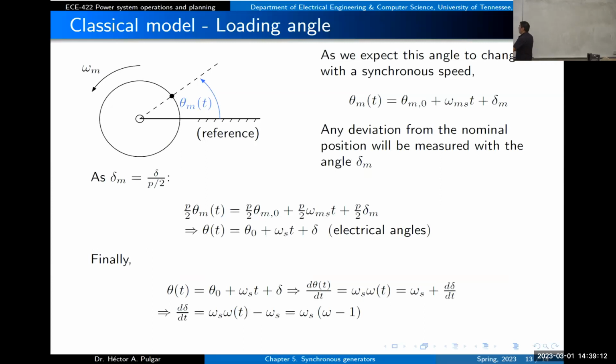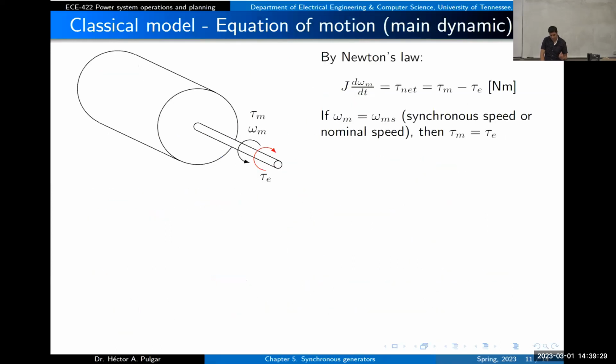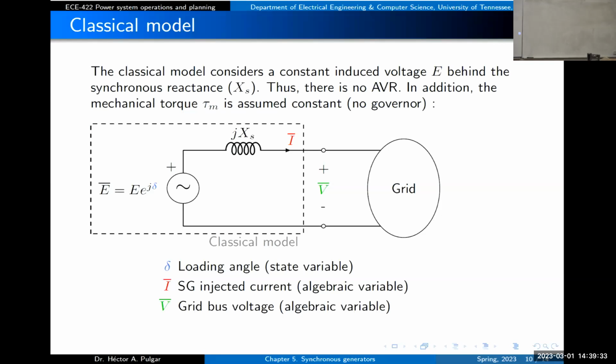And finally, the last part of our model: we want to understand the relationship of this delta with the rest. This is related with motion, but to understand that, we need to recognize that this delta will be related to this electrical circuit. If you remember 421 when you studied power flow, this delta will have to do mainly with the active power flow in this circuit. If the active power flow increases, you generate more active power to the grid, and this delta will increase as well, just by looking at the circuit.